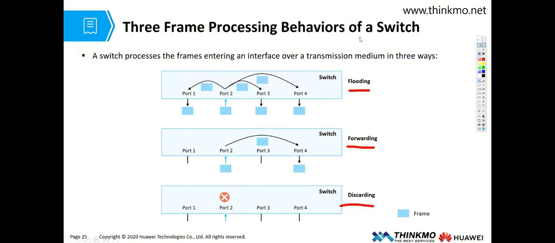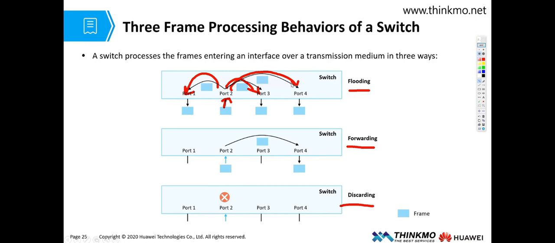First, flooding means that, like a flood, as soon as I receive it, I will copy and send a copy from all my remaining interfaces. For example, if it receives data from port 2, then apart from this port 2, I will copy and send a copy from my remaining ports 1, 3, and 4.